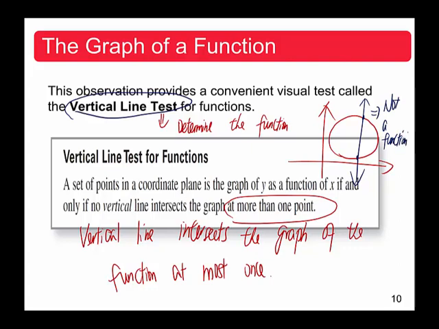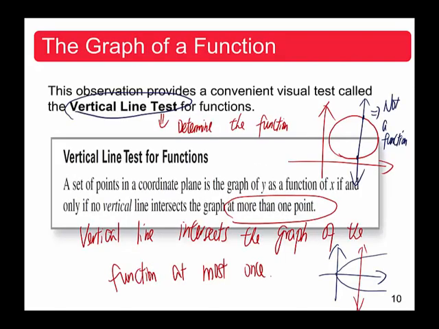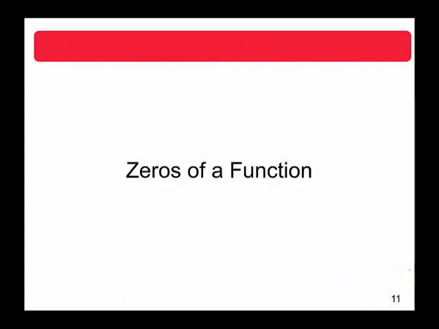Also, you can look at something like this. Again, if you draw the vertical line, you're gonna have 2 intercepts here, one here, one below it. So again, this is not a function. Okay, so the vertical line test will give us a quick determination of a function.